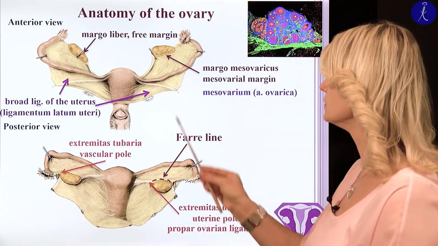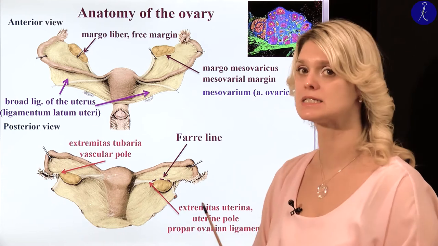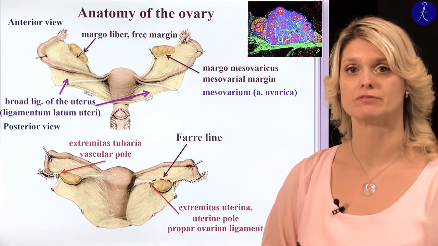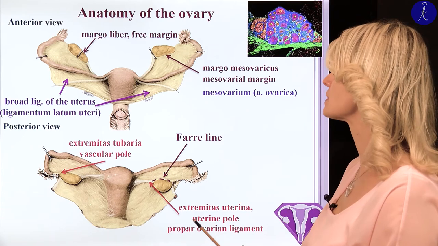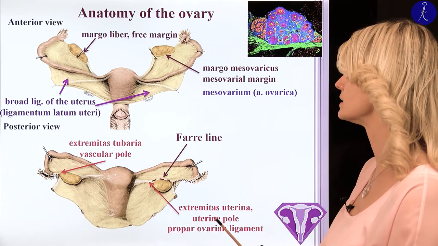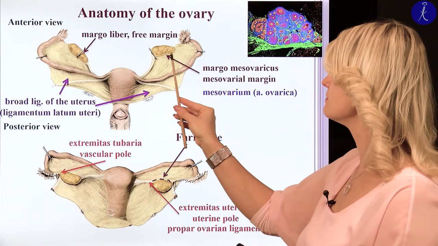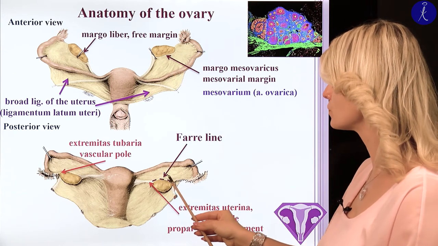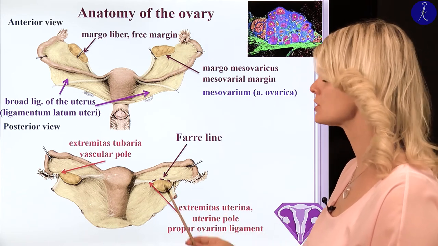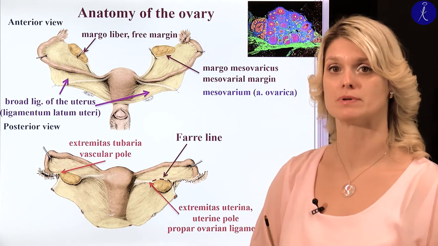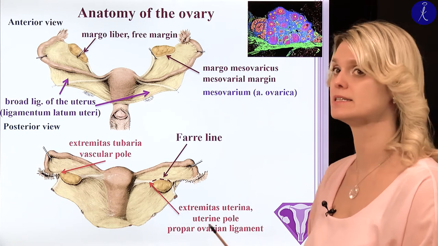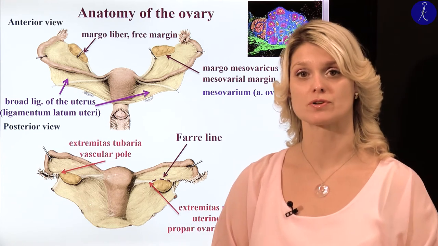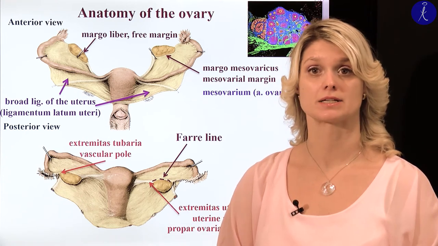I told you that the surface or the covering of the ovary will change. One part is covered by a simple squamous epithelium, which is the peritoneum, and we can see very well this border where it will change to simple cuboidal epithelium. This line is called the Farre line. It is visible on the surface of the ovary in the dissecting room.